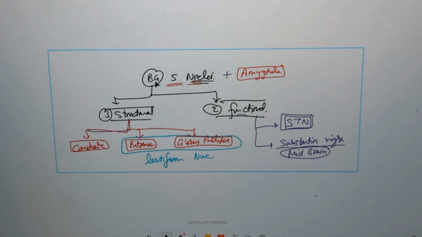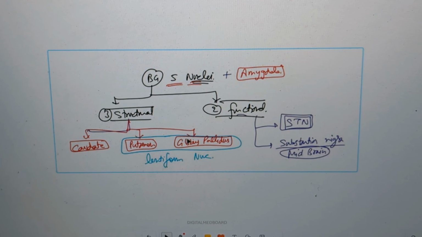Generally, basal ganglia has 11 nuclei. Now, we are going to have the overview of 5 nuclei and amygdala. The 5 nuclei of basal ganglia consist of 3 structural and 2 functional nuclei. At first, structural nuclei consist of caudate nucleus, putamen nucleus, and globus pallidus nucleus.